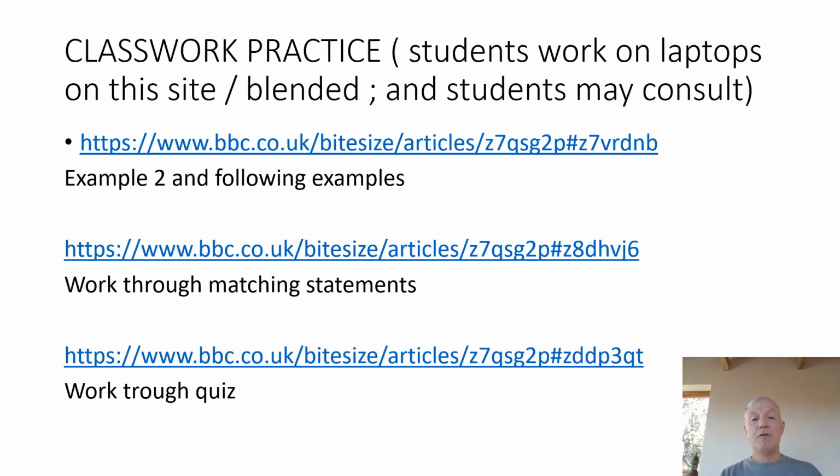For the remainder of the lesson, I'm suggesting that if students had laptops, they could do a bit of blended work here. These particular websites give some quite nice examples of what I've covered. They give practice examples and multiple choice examples that they can work through. The one at the bottom here has a quiz, and that'll work quite nicely as well.